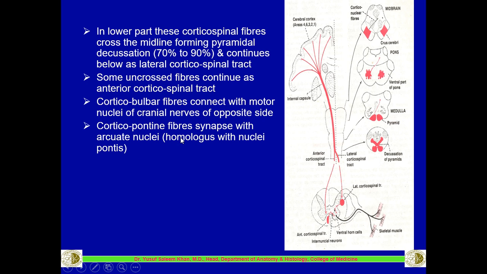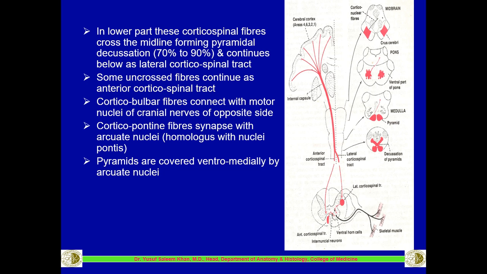Corticopontine fibers synapse with arcuate nuclei, which are homologous with the pontine nuclei. We have seen the pontine nuclei here. Around this corticospinal fiber, there are a lot of pontine nuclei, and these will be present in the pons. Some fibers pass through along with the corticospinal fiber. These form the corticopontine fibers, which end in these pontine nuclei.